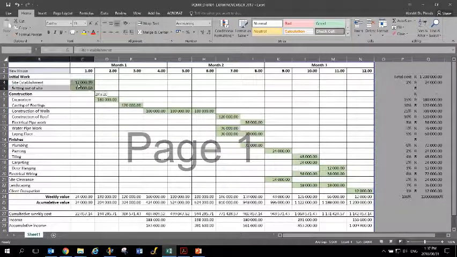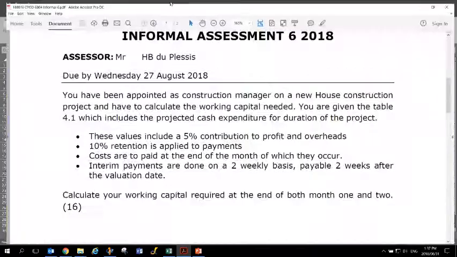So firstly, you did your site establishment, so all of these items I did for you. So you had a logical flow of your project and your cash flow. Okay, so I just want to put this on the screen.